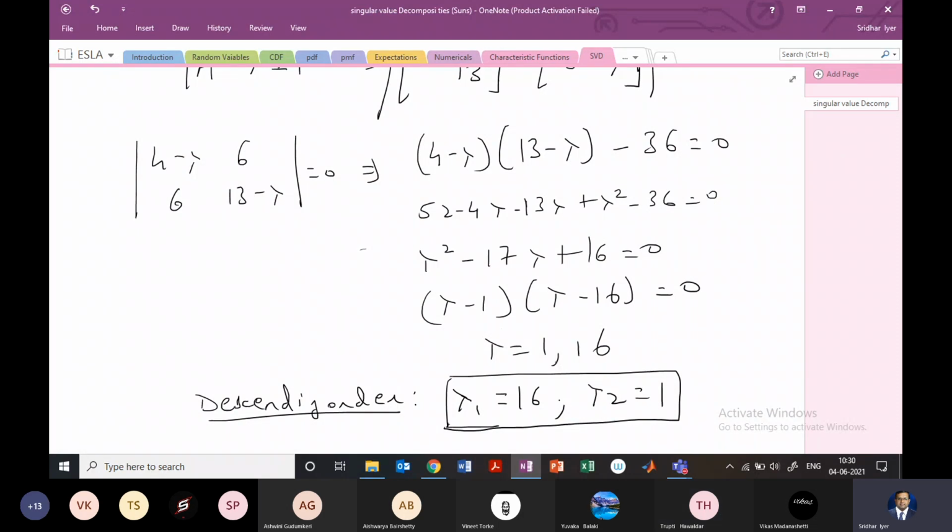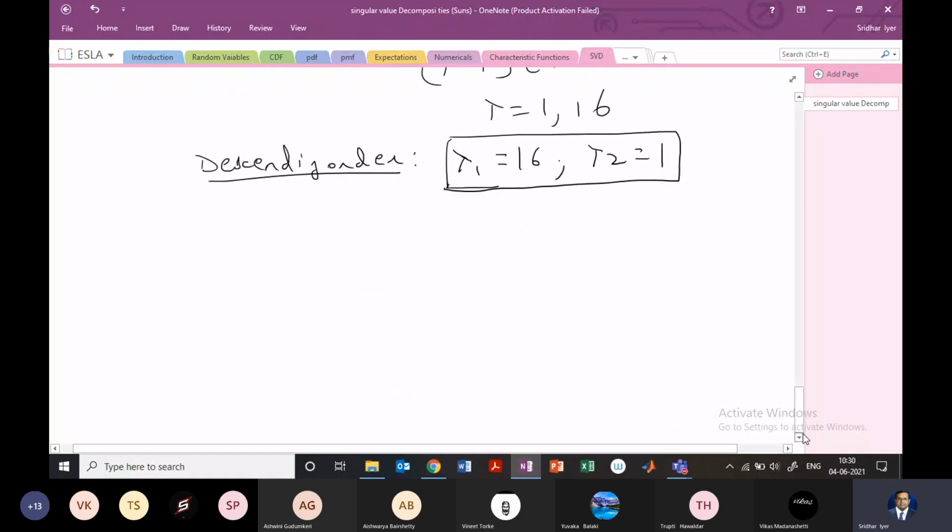Okay. So that was step 2, simple. It's a 2 cross 2 matrix. Find the eigenvalue and then arrange them in descending order. Please don't forget to arrange in descending order. Okay, it's used later, this order.